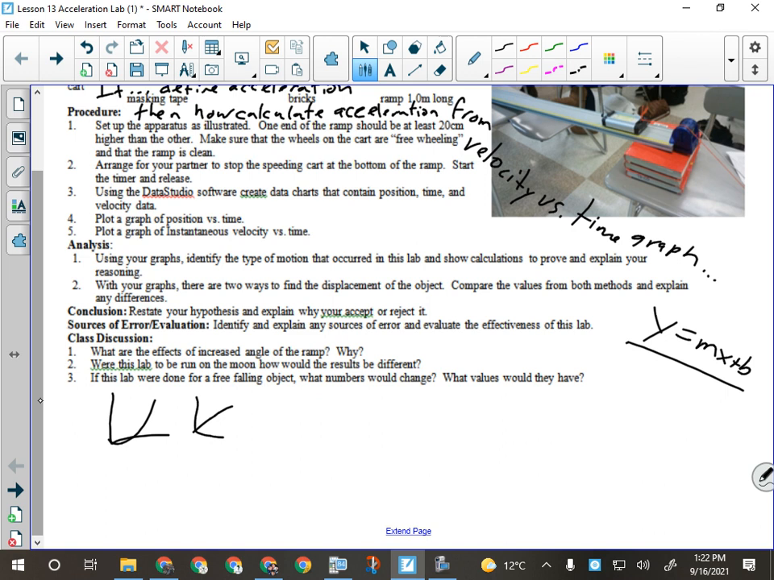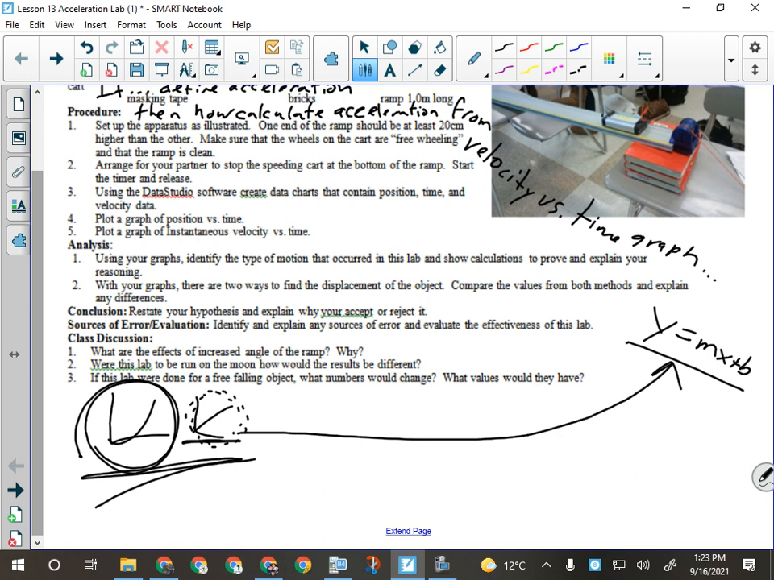First one, using your graphs, and we kind of just talked about this: identify the type of motion that occurred in this lab and show calculations to prove and explain your reasoning. So, you need to explain why this shape on your position versus time graph indicates that the object is accelerating, and why this shape indicates it's accelerating, and then you need to calculate the acceleration from this graph as your proof. So those are the two things you're going to be doing in question number one.